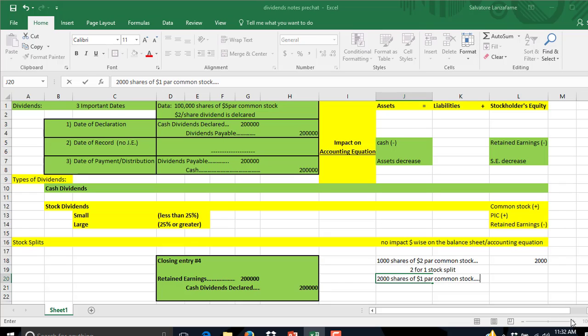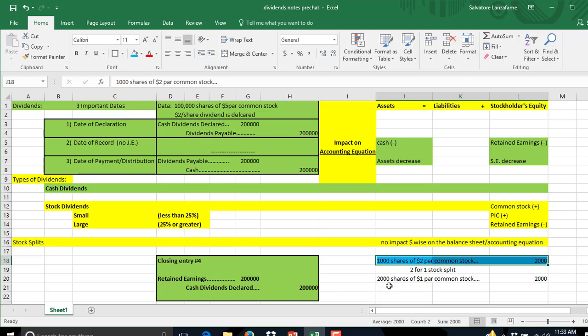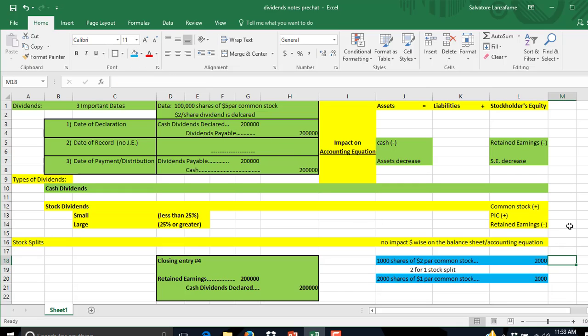So if I take 2,000 and I multiply it by 1, I get 2,000. So you notice that there is no change in the dollar value of the stock, even though we had a stock split. Before the stock split, I had $2,000 worth of stock. After the stock split, I had $2,000 worth of stock. But I now have more shares, but they're worth half as much as they were before. So there's no instant gratification for me as a stockholder.